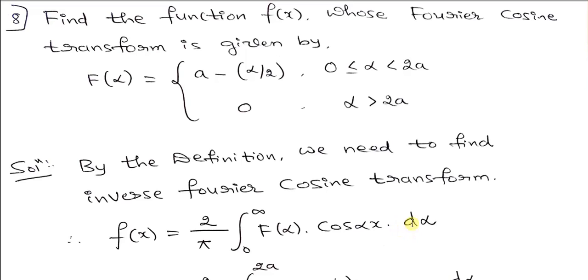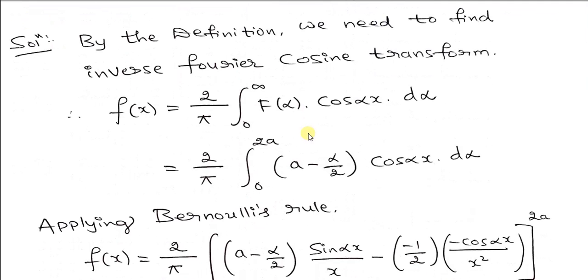So be careful, here they have given the term d alpha, and by the definition of the given function it is defined only from 0 to 2a, right? In all other cases it is 0. Therefore, the integral changes to 0 to 2a, F of alpha, which is a minus alpha by 2, into cos alpha x into d alpha. Again, it is a product of two functions.